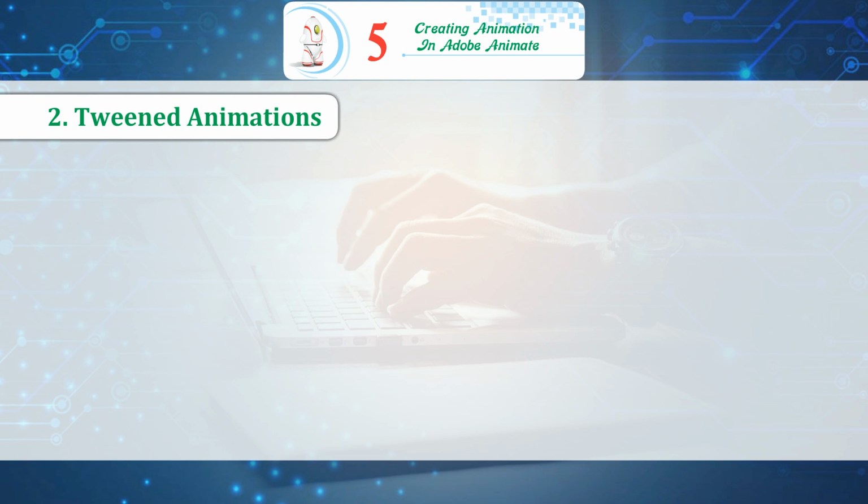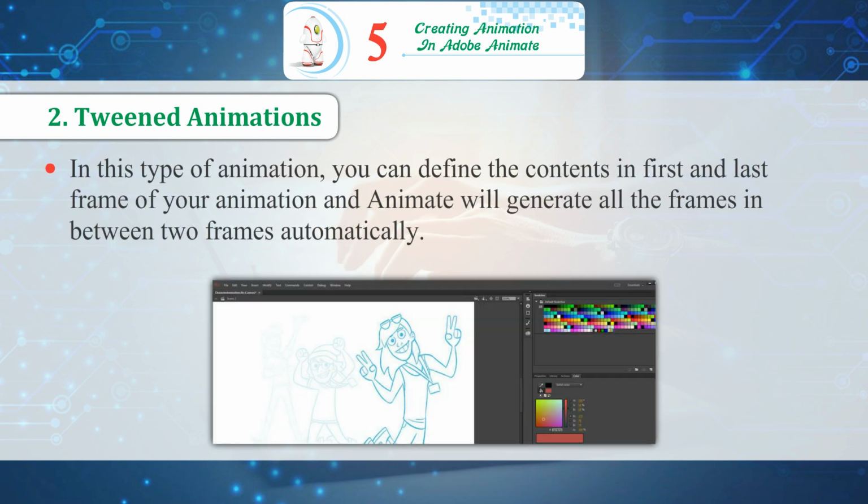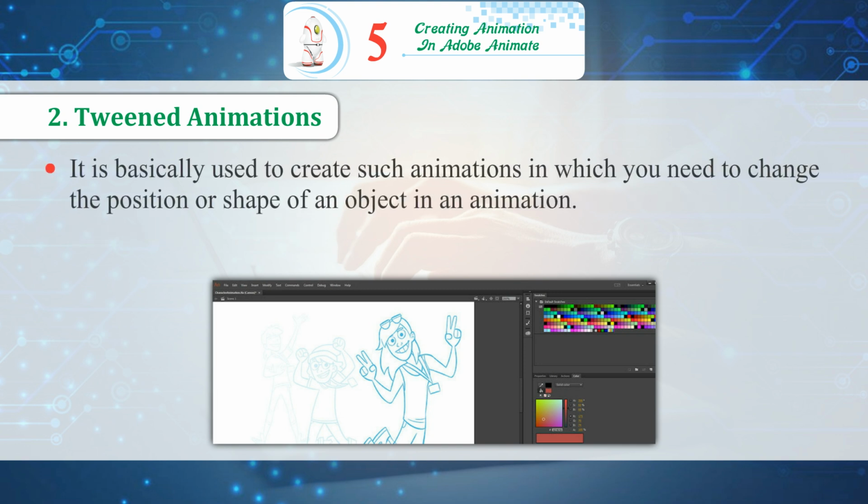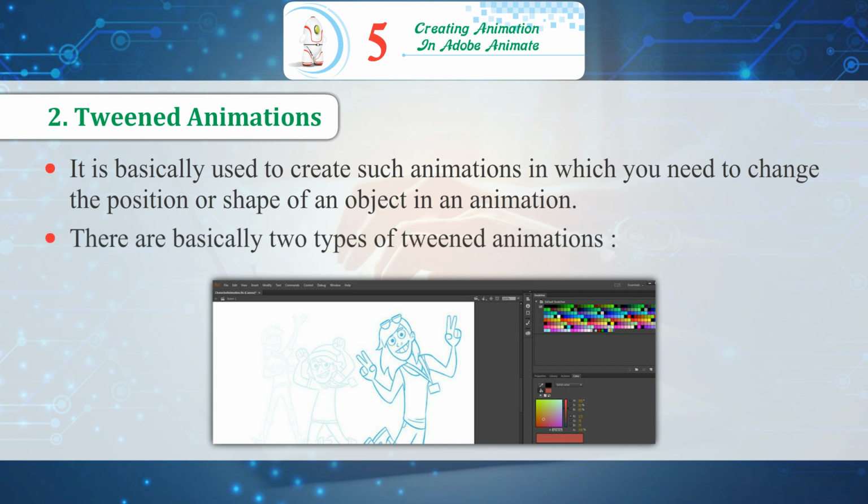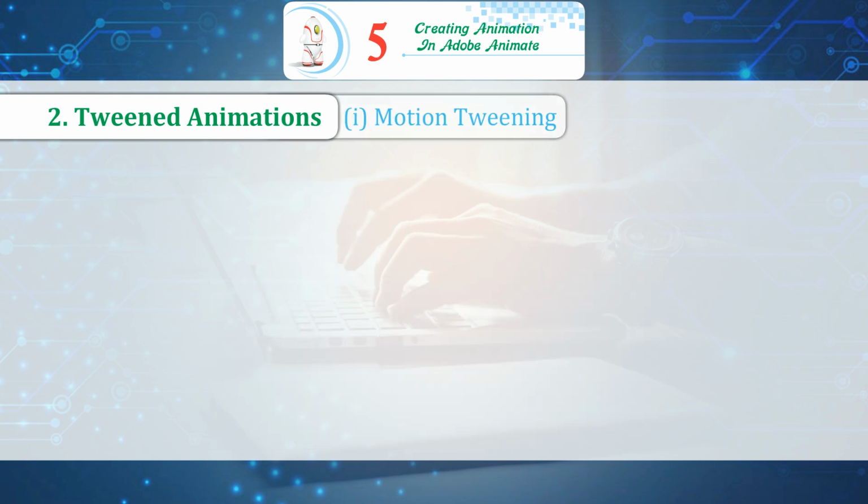2. Tweened animation. In this type of animation, you can define the contents in first and last frame of your animation, and Animate will generate all the frames in between two frames automatically. It is basically used to create such animations in which you need to change the position or shape of an object in an animation. There are basically two types of tweened animations.